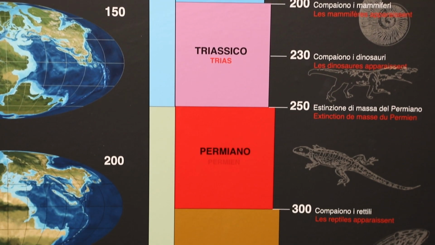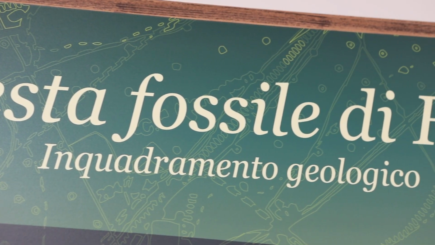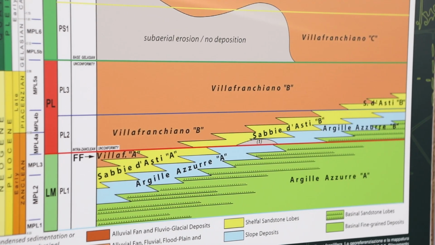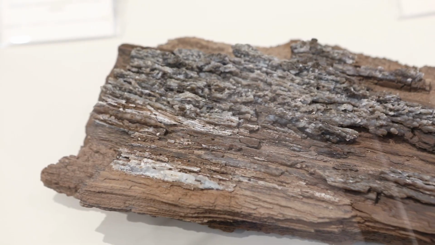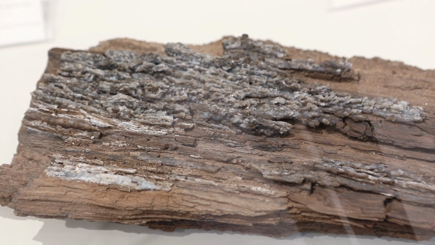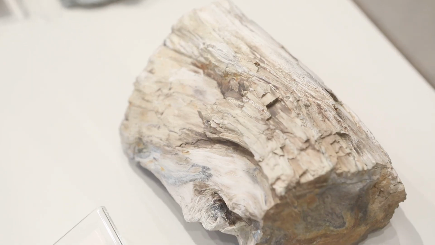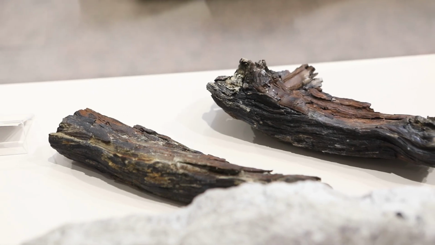A special section is dedicated to the fossil forest of Fossano, which was discovered in 2016 by Pierluigi Beraudo from Fossano, in the marls of the Stura River, downstream of the San Lazzaro Bridge. This is a small fossil wood deposit with coniferous remains, which provides valuable information on environmental conditions around 4 million years ago.